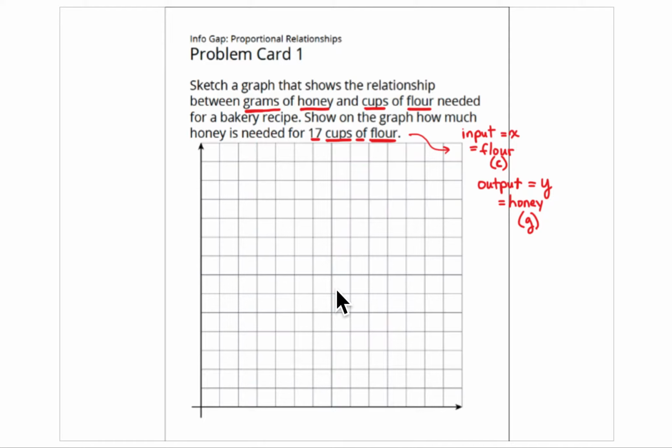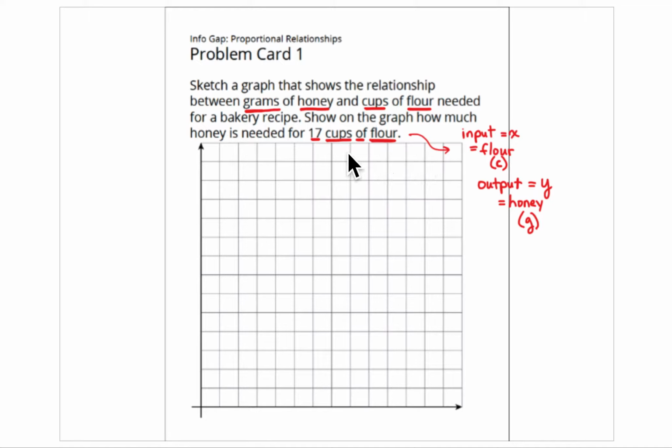It says sketch a graph that shows the relationship between grams of honey and cups of flour needed for a recipe. Show on the graph how much honey is needed for 17 cups of flour. So what they're suggesting is that you use the graph to figure out how much honey you need. We're going to do it several different ways. We're going to use the equation and the graph, and go back and forth a little bit.